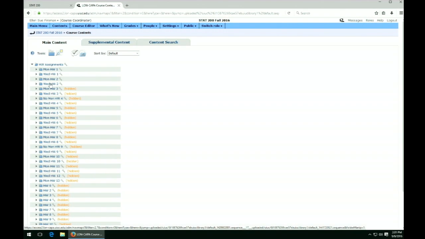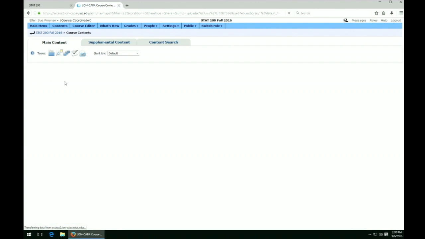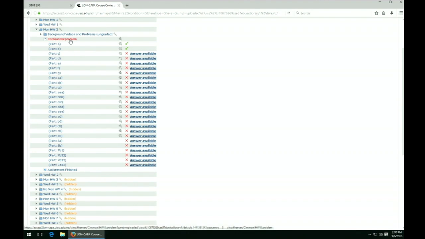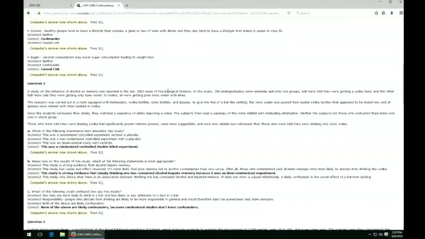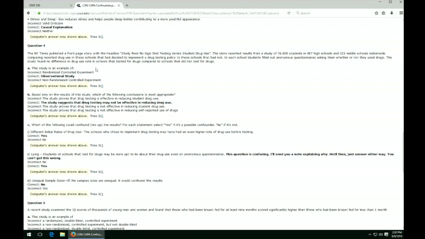You could do this by the end of the class, but let's look at the homework that was due last night. These confounder problems, they're kind of confusing. So this was the problem, let's read this. It said the New York Times published a front page story with the headline, "Study finds no sign that testing deters drug use."